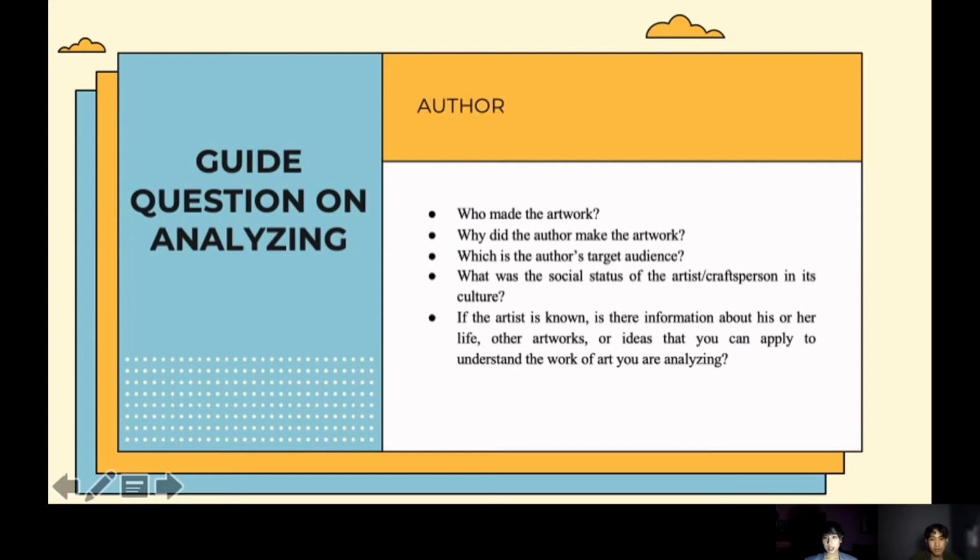Number one, who made the artwork? Number two, why did the author make the artwork? Number three, who is the author's target audience? Number four, what was the social status of the artist or the craftsperson in their culture? And number five, if the artist is known, is there information about his or her life or even other artworks or ideas that you can apply to understand the work of art that you are analyzing?